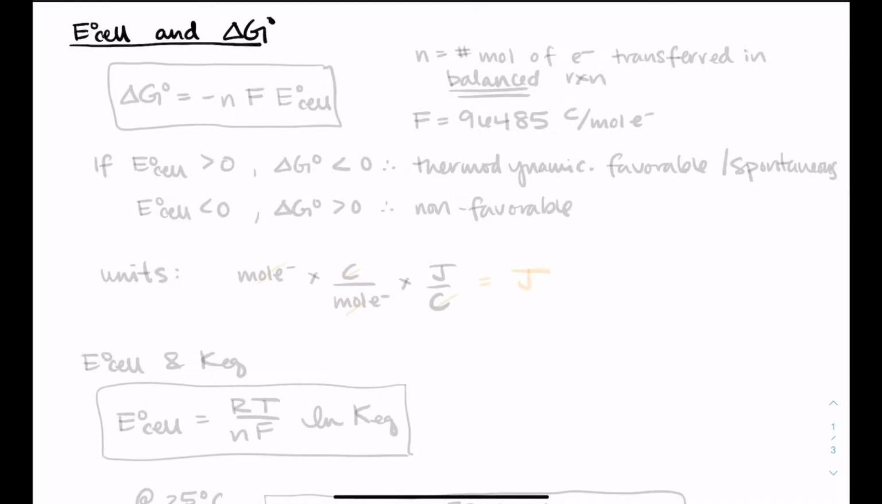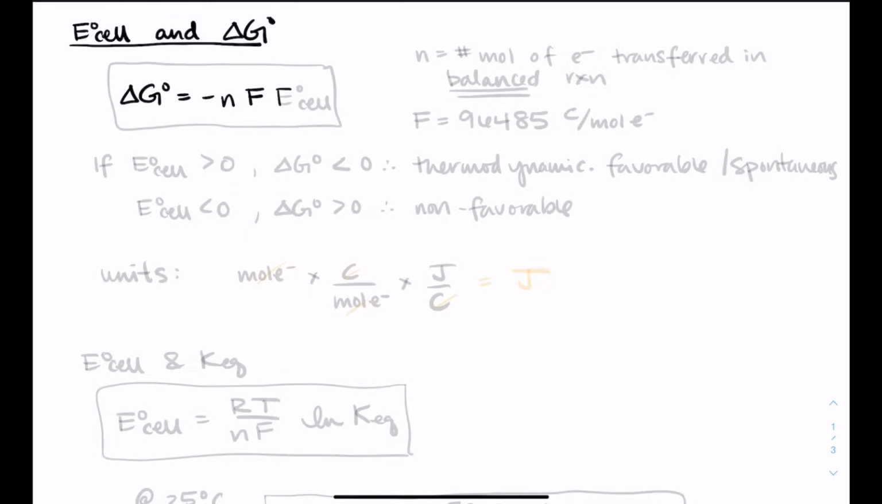Did you know that the standard cell potential can be related to Gibbs free energy? I kind of hinted at it in the very first video, so you probably were expecting this. But we have an equation that will directly relate the standard delta G to the standard cell potential. So standard delta G is equal to negative nF E cell.